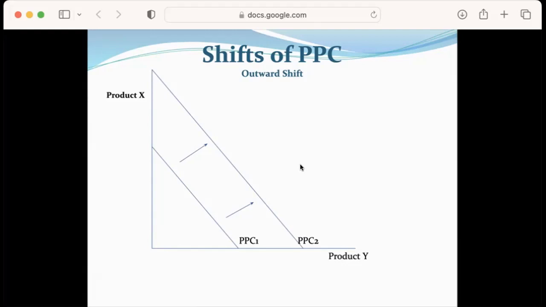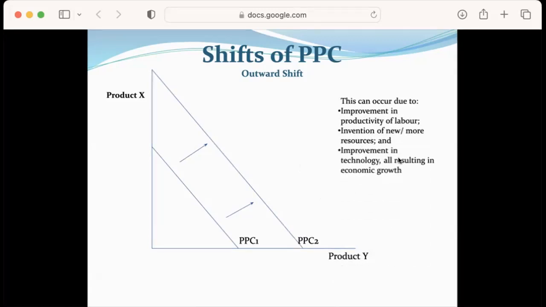That is, when a country's ability to produce increases, maybe because of improvement in productivity of labor, or invention of new resources or more resources, or improvement in technology, because all of these things will lead to economic growth, resulting in the country being able to produce more goods, right?